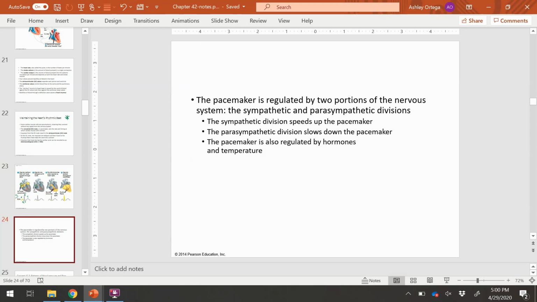So in this section, in the rhythmic beat, the pacemaker is regulated by the nervous system. The sympathetic and parasympathetic divisions of the nervous system, we'll see this in chapter 49, both regulate the pacemaker. One of them, the sympathetic, speeds it up, and the other one slows it down. But the pacemaker can also be regulated by hormones and temperature, providing a higher speed or lower speed when needed.